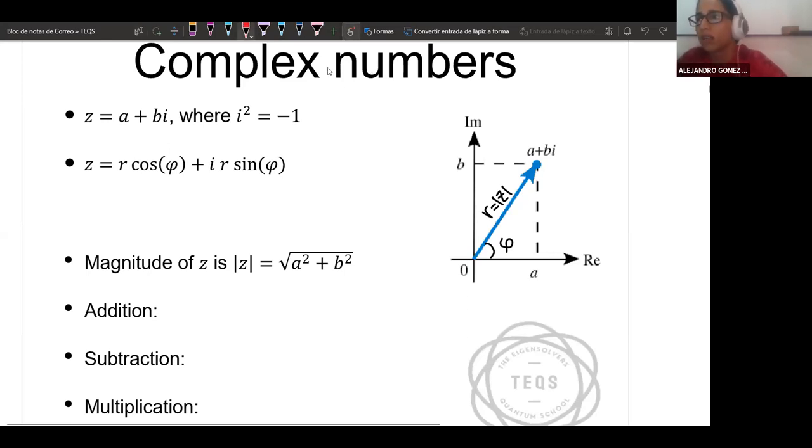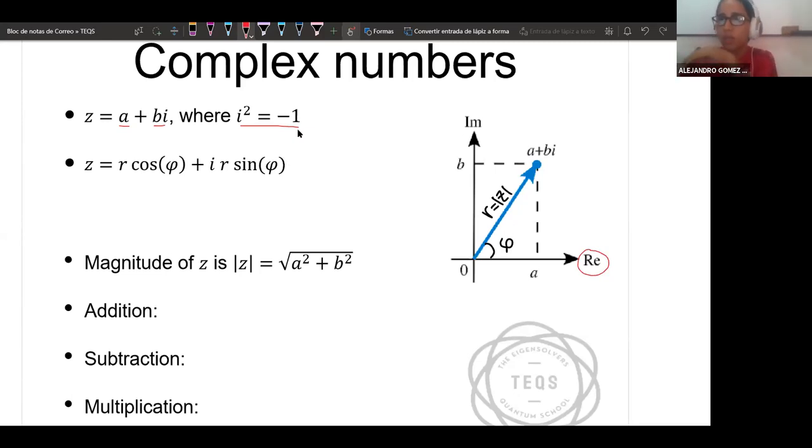A complex number is made of two parts. The first one is a real part and the other one is the imaginary part. The imaginary unit is defined in this way. You can check that no real number satisfies this condition. We have these two parts. The first one is the real part. Here we have an axis that's called the real axis. If you have a real number, you can place it in a line, in the real line.